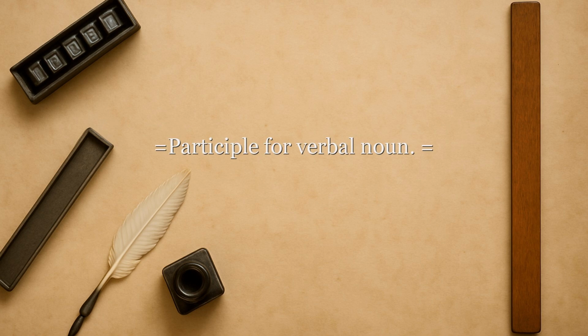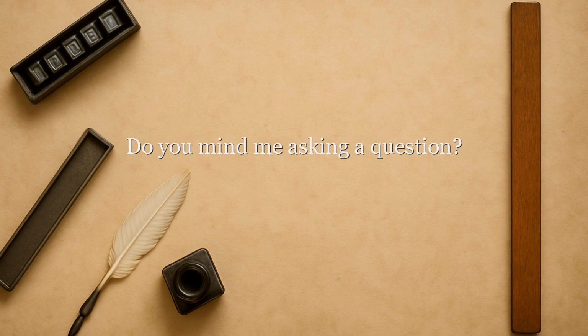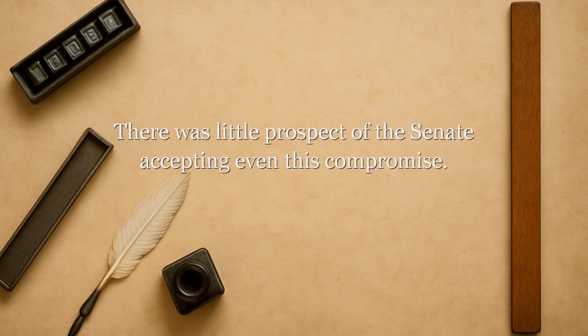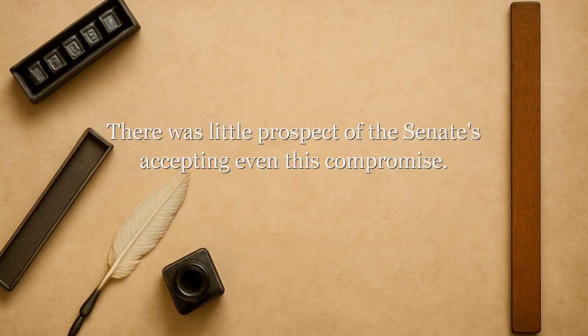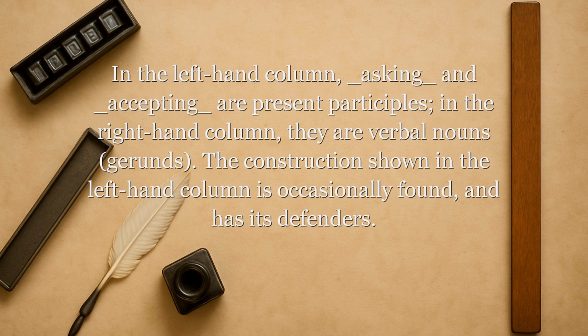Participle for verbal noun. Do you mind me asking a question? Do you mind my asking a question? There was little prospect of the Senate accepting even this compromise. There was little prospect of the Senate's accepting even this compromise. In the left-hand column, asking and accepting are present participles. In the right-hand column, they are verbal nouns, gerunds.